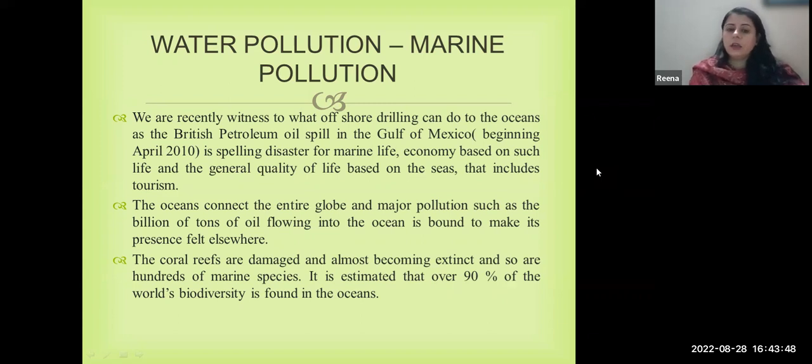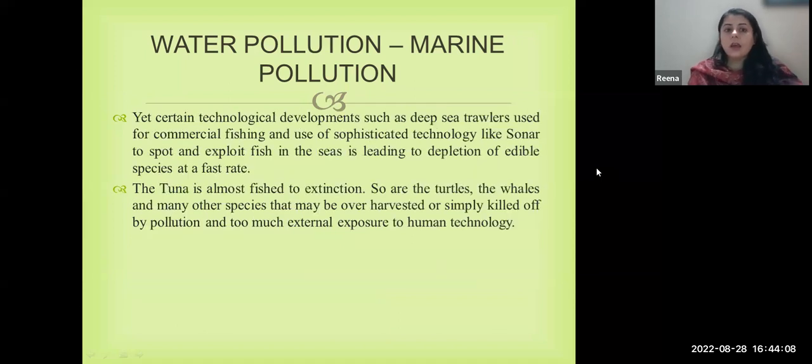Okay, so again the coral reefs are damaged and they are also becoming extinct. It is estimated that over 90% of the world's biodiversity is found in the oceans. So if there is a major threat to the ocean, you can understand how it can impact the 90% of biodiversity which is thriving in our oceans.